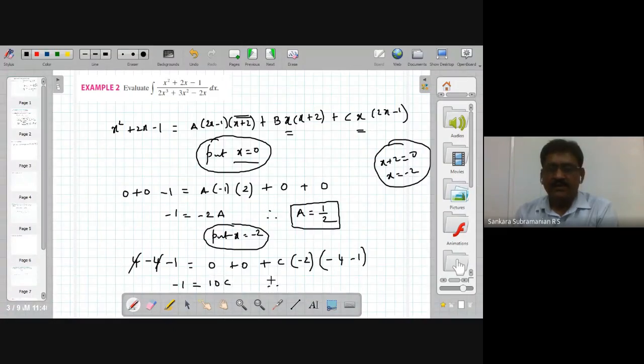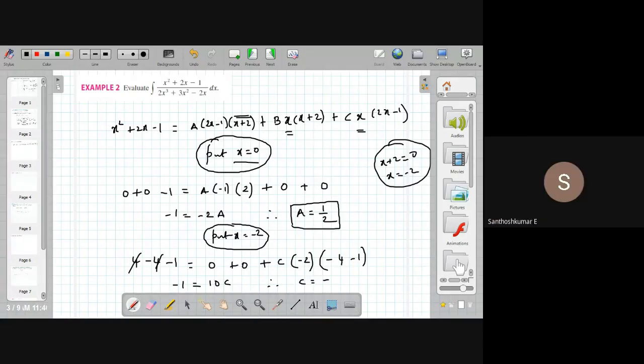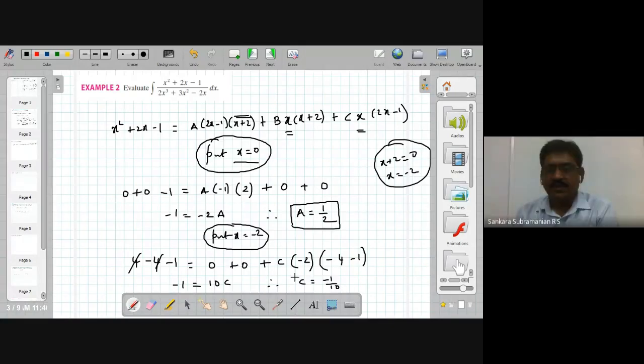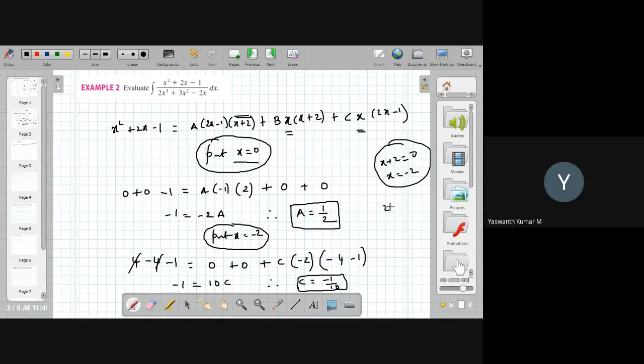So what is the value for c now? Minus 1 by 10. What else can I do, sir? Why can't I make 2x minus 1 equal to 0? x equal to 1 by 2.